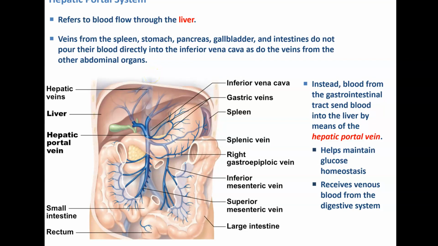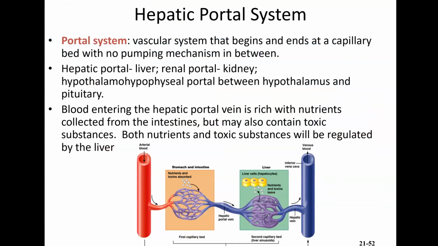By sending blood over to the liver first and not directly into the inferior vena cava, we're able to maintain glucose homeostasis and detoxify some of the blood and make use of other nutrients. We also have some other portal systems in place, one of them being in the kidney, which we call the renal portal, and we also have one for the pituitary gland. We would call it the hypophyseal portal. So if you want to sound smart in front of your friends, just throw that term. And we are going to touch upon these in our urinary system and endocrine system.